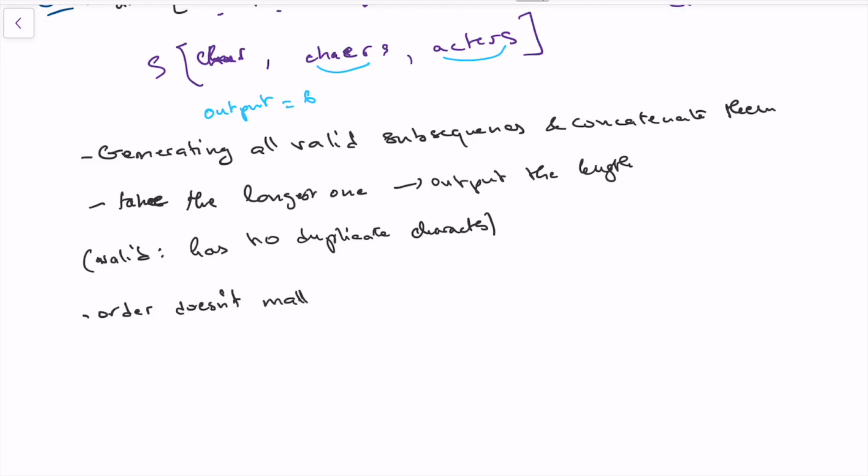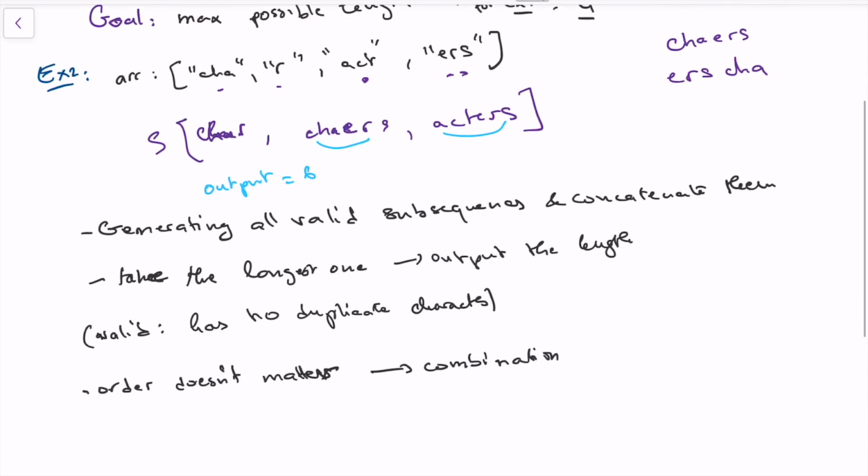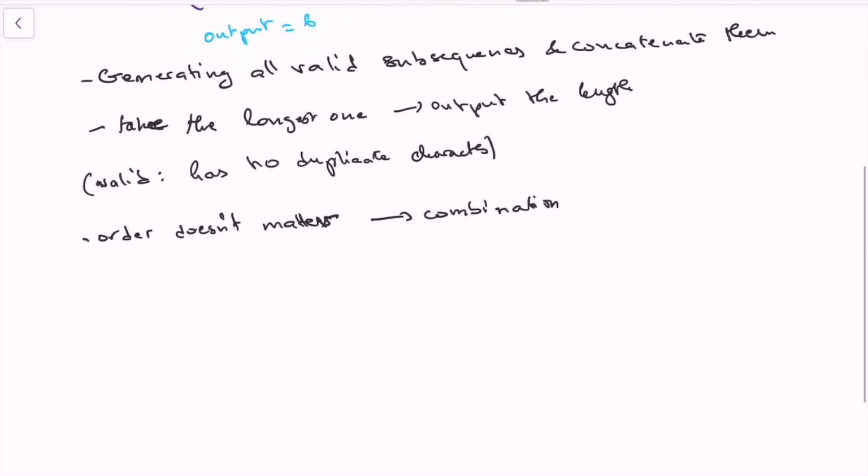And so when order doesn't matter, it's not really a permutation kind of problem, it's more like a combination. When you study backtracking, the first examples that you learn are combinations and permutations and how to generate them. And so that's what we are going to use here, something similar to generating combinations, but with the caveat that it should not have any duplicate characters.